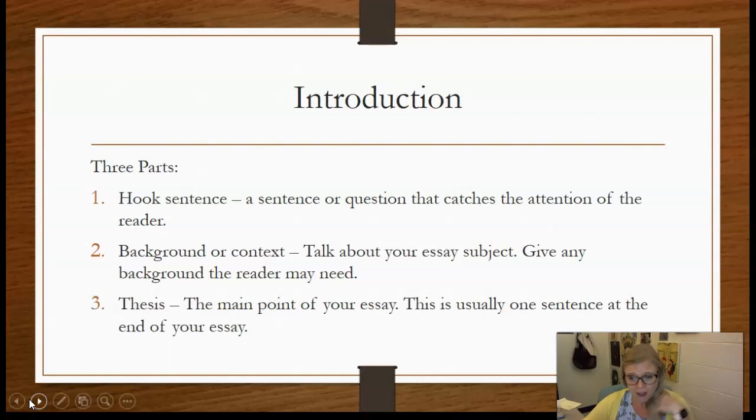Okay, so you'll have your introduction, and your introduction will have a hook sentence. That's where you get the reader's attention. The next part is where you provide background or context. That's where you tell me what you know about this issue. And then your thesis, and that's the main point of your essay. For different essays, you'll have different kinds of thesis sentences. We'll talk about that whenever we do each one.